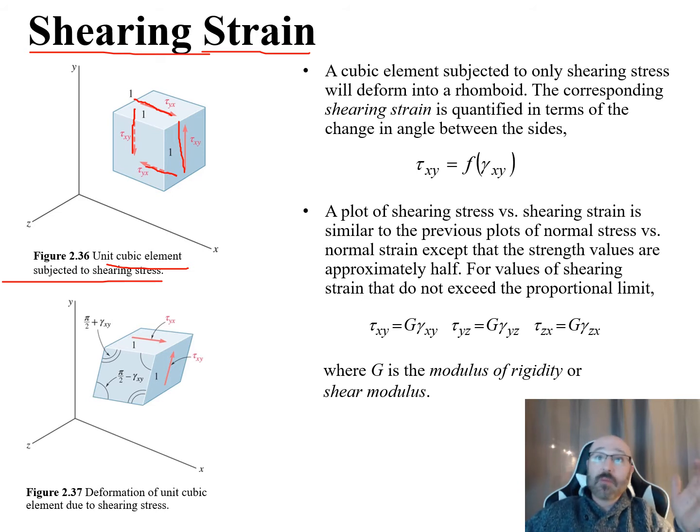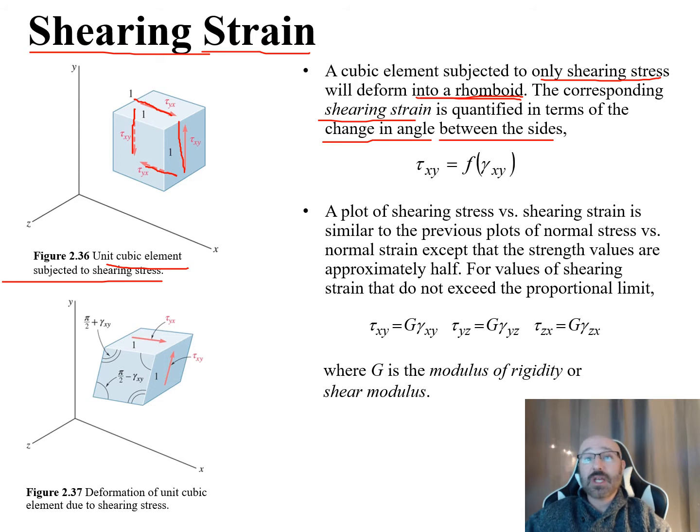So a cubic element subjected only to shearing stress is going to deform into a rhomboid. In that case, the corresponding shearing strain is quantified in terms of the change in angle between the sides. It's just going to shear and change shape in that direction right there. We can look at it by the change in angle between the different sides.